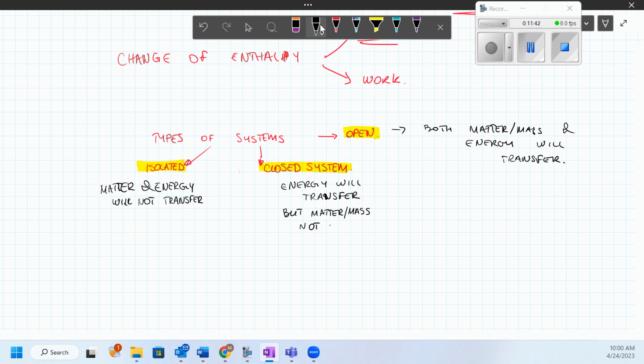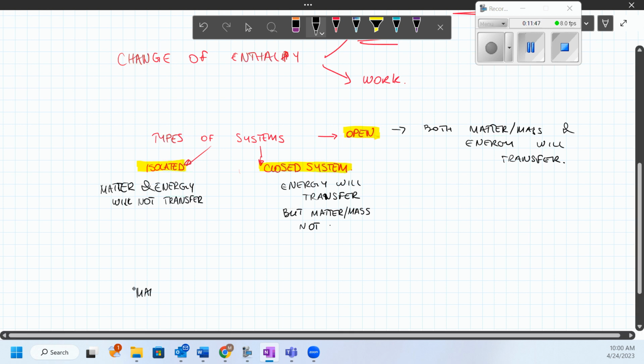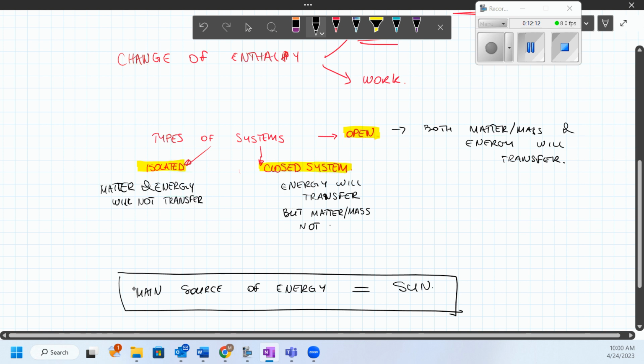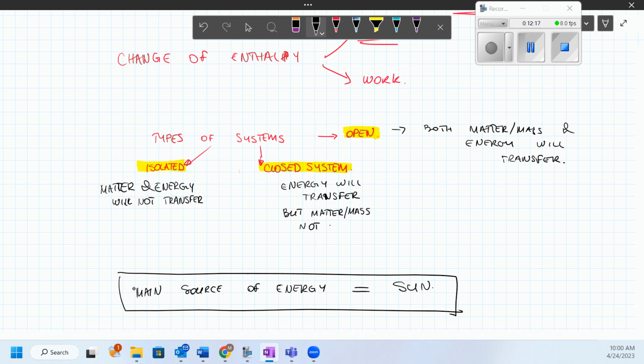Now, in terms of the energy sources that we have on our Earth, the main source of energy is the sun. You will see this probably even on the diploma, but definitely in the unit test, you will see this question. What is the main source of the energy? And then do not forget that the main source of energy that we are dealing with on our Earth is the sun.